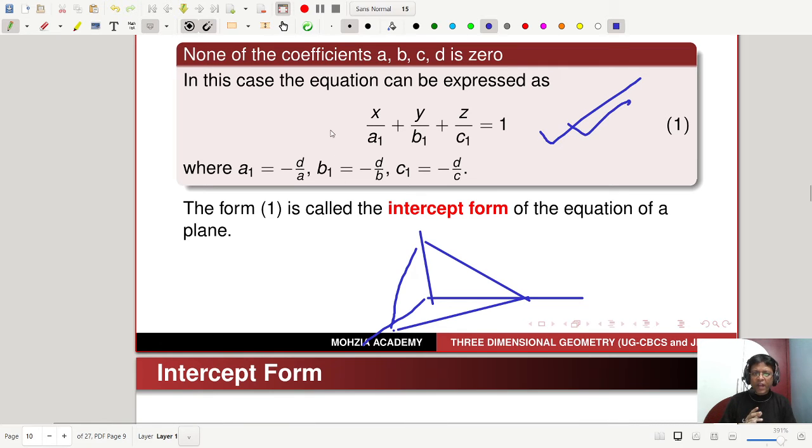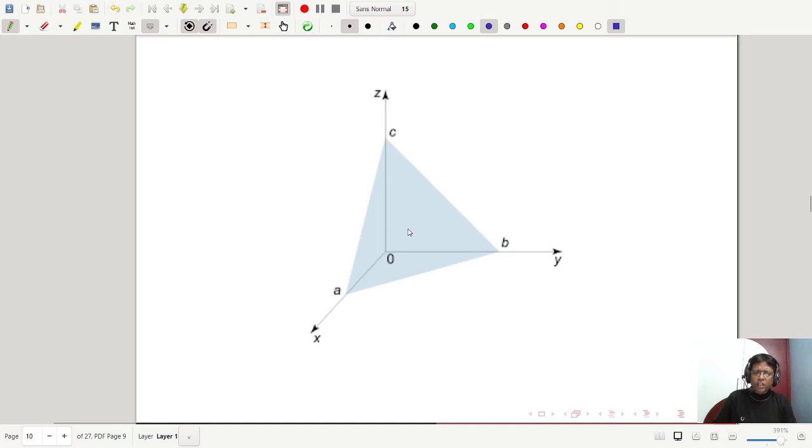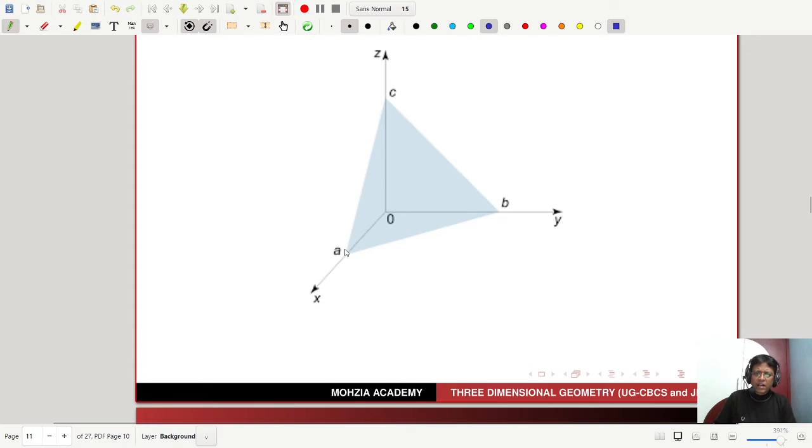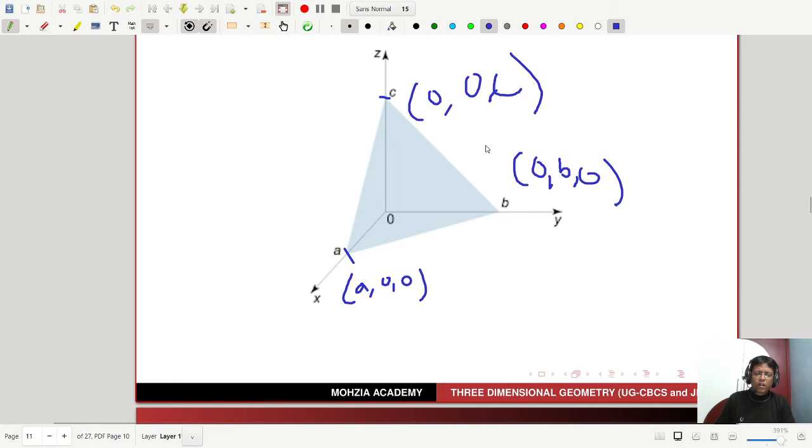Look at the form, where a1 is given by minus d by a, b1 is given by minus d by b, and so on. This is the two-dimensional concept; you are just generalizing it to 3 dimensions. So look at the diagram here. This plane will cut the x-axis at (a, 0, 0), this point is (0, b, 0), and this is your (0, 0, c), right? So these are the points, and this is the intercept form.